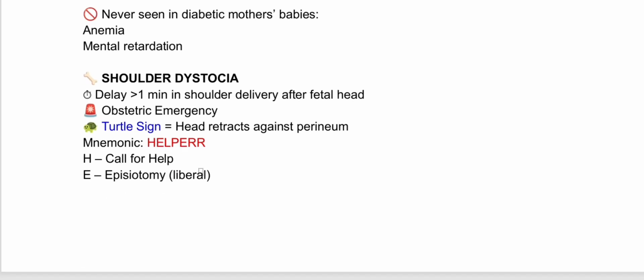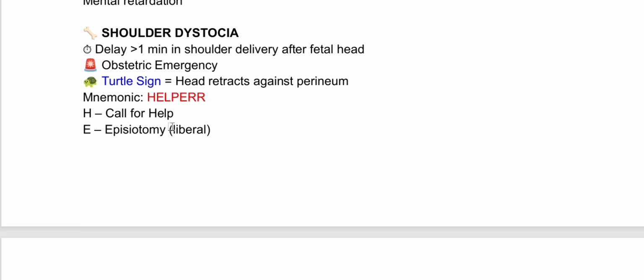Shoulder dystocia is a delay of more than 1 minute in delivery of the shoulder after the fetal head. It is an OBS emergency. We can see the turtle sign. Turtle sign is the head retracted against the perineum. I will remember it with the mnemonic HELPER.